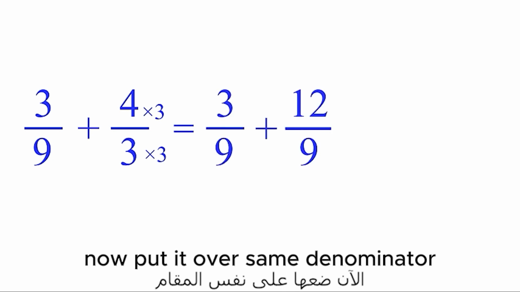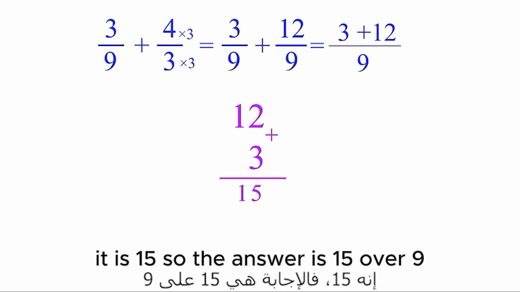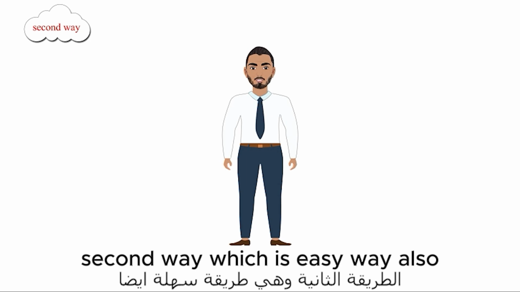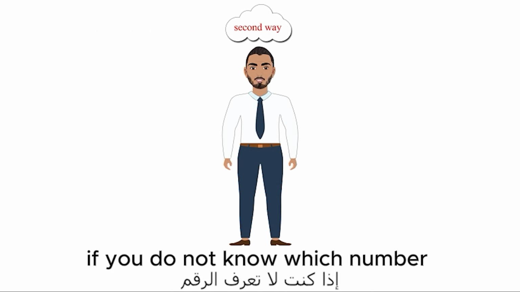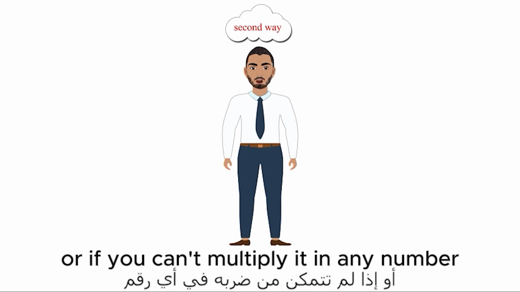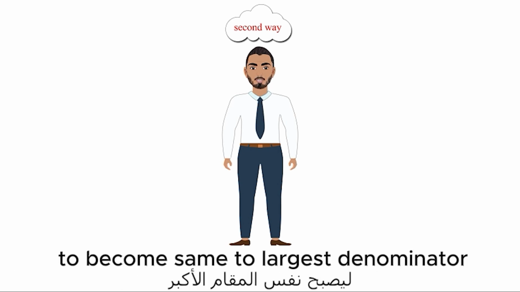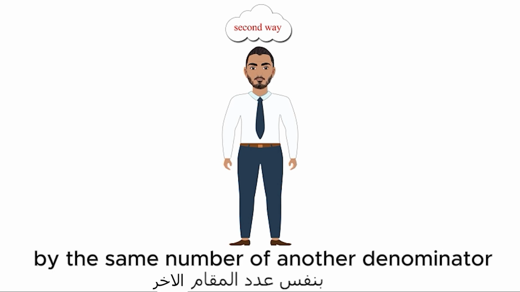Now put it over the same denominator, at the numerator, 3 plus 12, it is 15, so the answer is 15 over 9. Second way, which is an easy way also, but you can use it in any fraction. If you do not know which number you should multiply the smallest denominator by, or if you can't multiply it by any number to become the same as the largest denominator, easily, multiply each denominator by the other denominator.